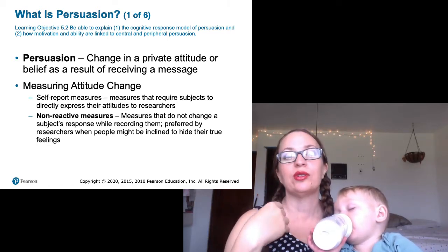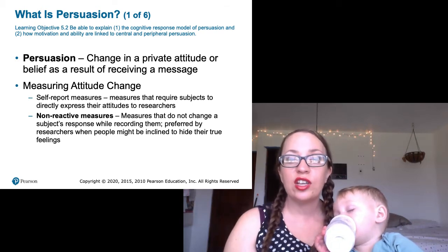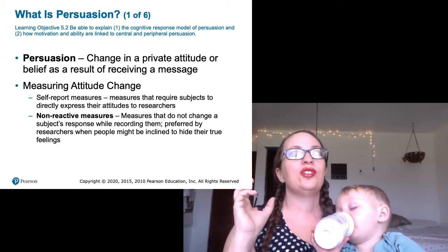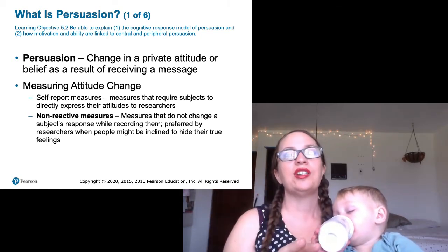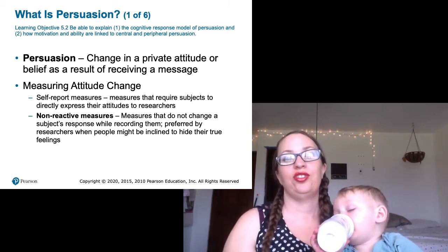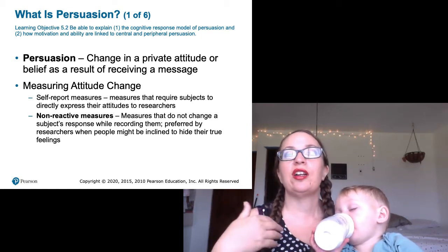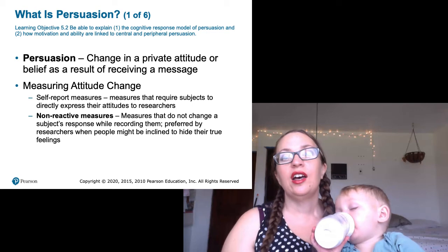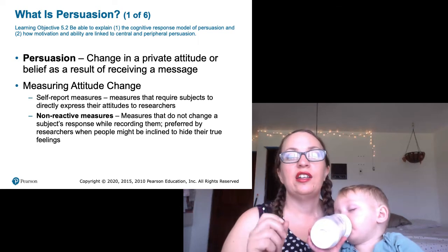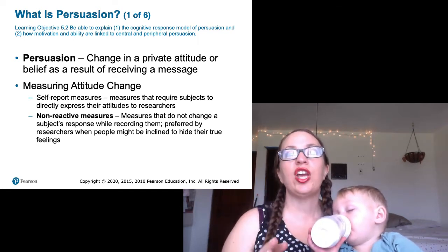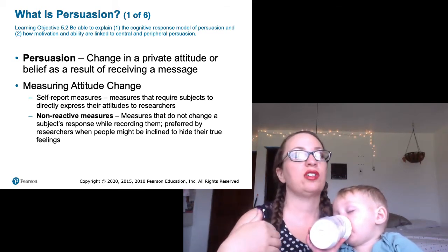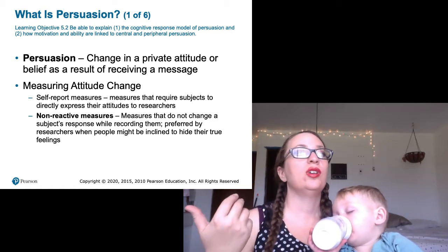This can be very difficult because the goal is to measure change without causing the change. Anytime a scientist or a researcher goes into an environment, they create change. So simply by trying to measure attitude change, you might be causing attitude change. If individuals know that you're attempting to measure it, they might alter their behavior simply because they know they're being observed. To aid in this endeavor, researchers have developed what they call non-reactive measurement techniques. Non-reactive measurement is measurement that doesn't change a subject's response while recording them. Typically this is done by observing an individual's behavior rather than asking him or her about an attitude.